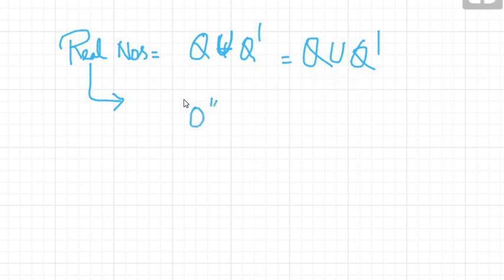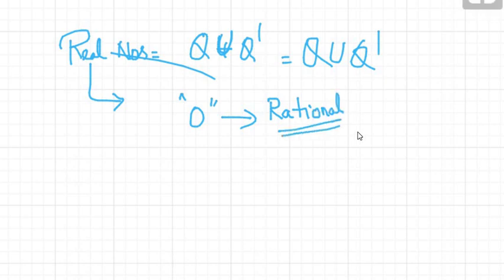0 is rational or irrational? Tell me. 0 is rational. Never put 0 as irrational because 0 can be written as 0 by 1. 0 is a rational number. That's why I said initially all integers are rational numbers. All integers are rational numbers.